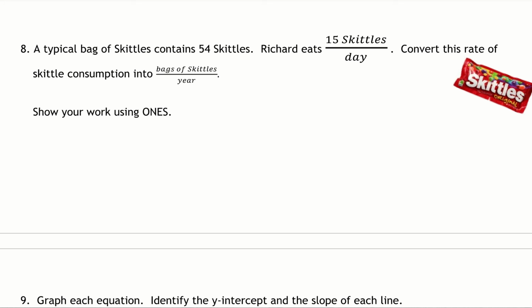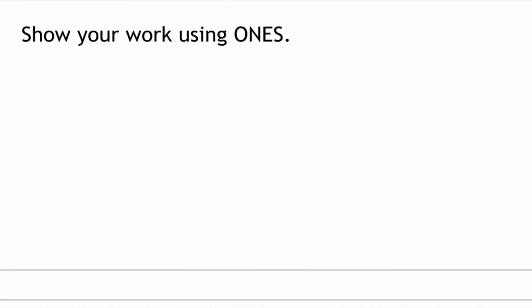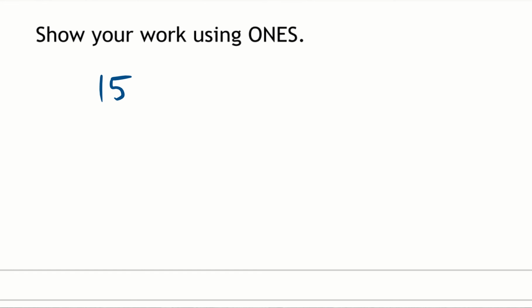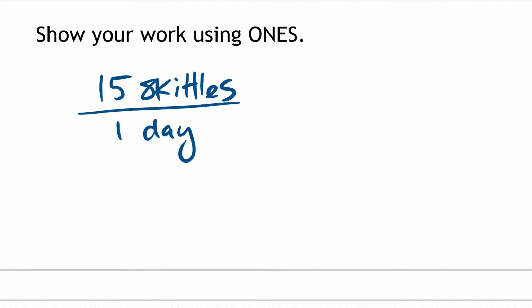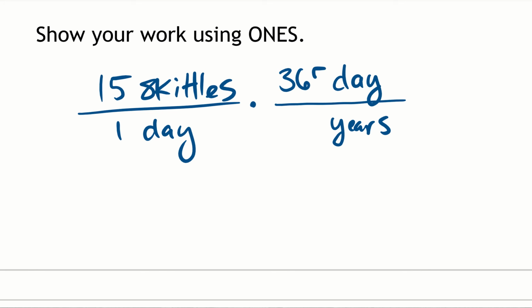Okay, so let's start with the one that we have, right? The one that we have is we've got 15 Skittles per 1 day, and we're going to convert this into Skittles per year. Well, one of the first things we can do, right? I know that I want to end up with years, but more importantly, I want to get rid of the days. So there is a relationship I know for days and years, right? There are about 365 days in one year.